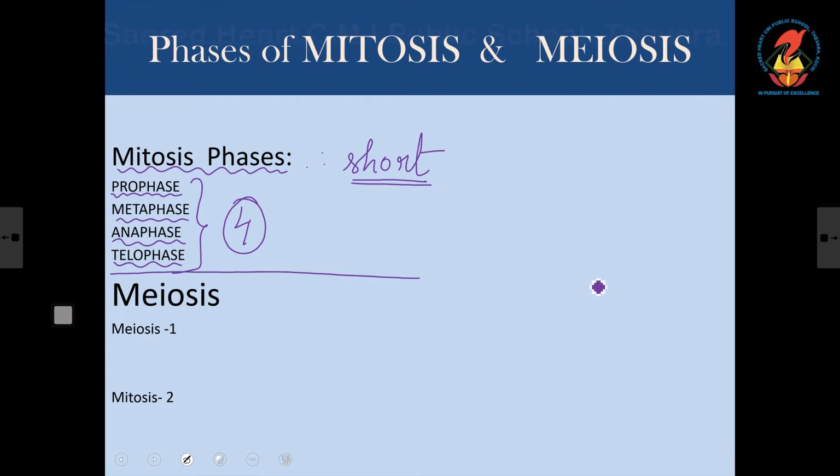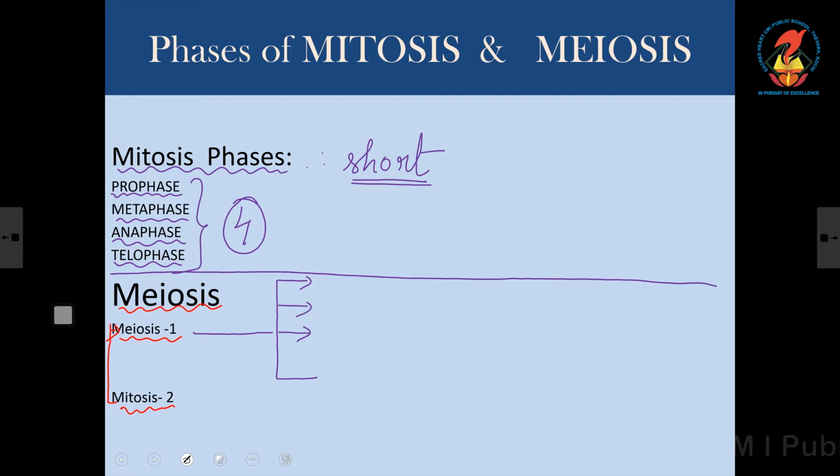But meiosis, on the other hand, has 2 subphases. So meiosis has 2 subphases, namely meiotic division 1 and meiotic division 2. Okay, meiosis 1 and meiosis 2. And meiosis 1 is further divided into, like we have in mitosis, the same 4 divisions: prophase, metaphase, anaphase and telophase. But it is indicated with the Roman numeral 1: prophase 1, metaphase 1, anaphase 1 and telophase 1. I'll complete it.